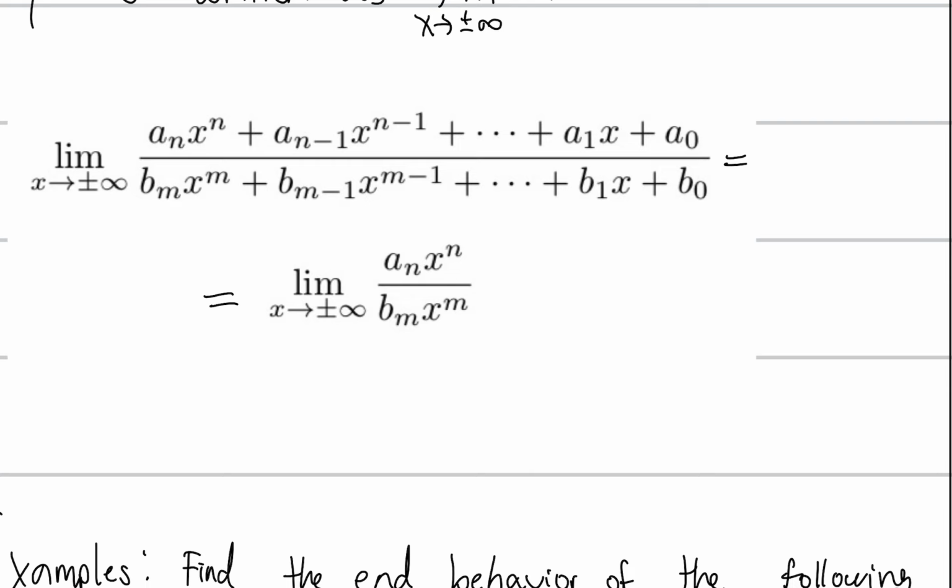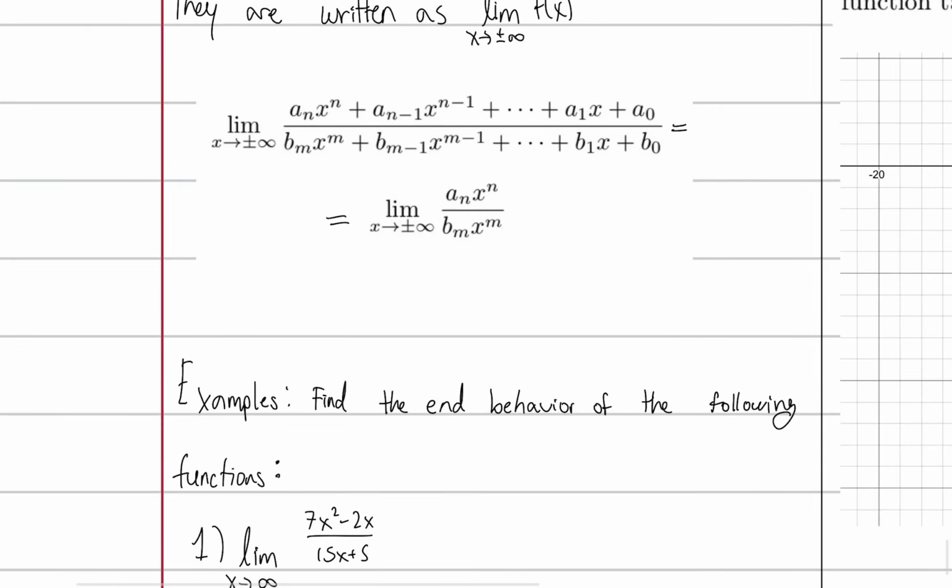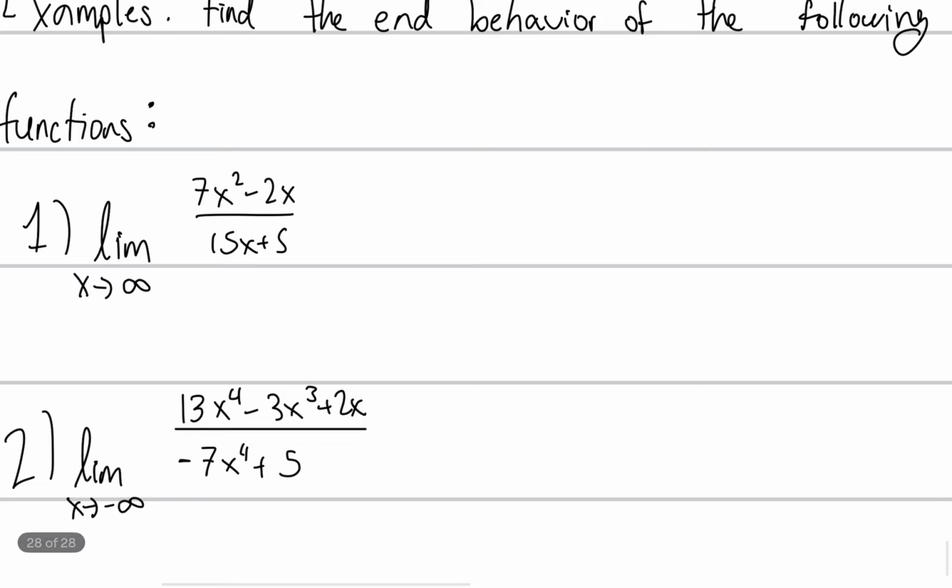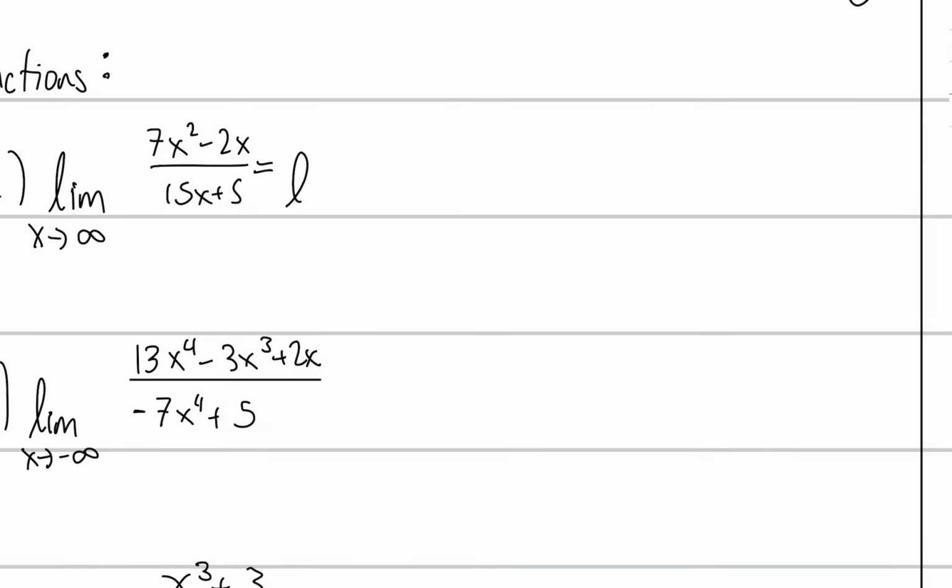I personally prefer this over memorizing what to do if one is negative, the ratio of the leading coefficients and the powers. All that is truthfully a lot to memorize. And this is really the big thing that you need to know. Once you know this, everything becomes easy. So for example, we're going to solve the following limits.